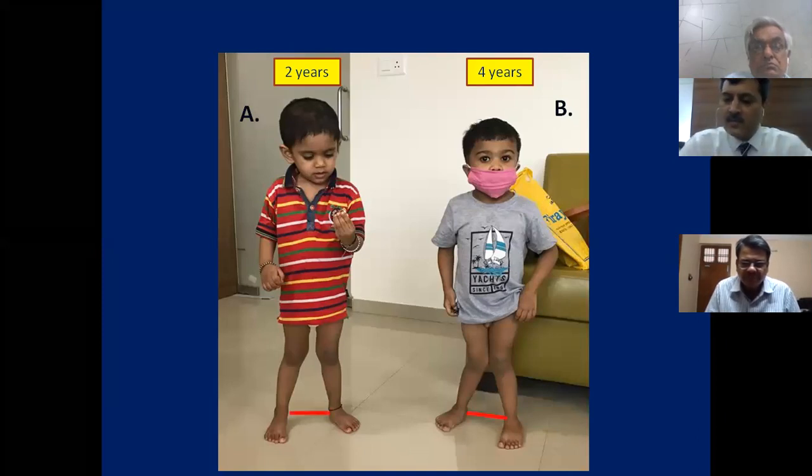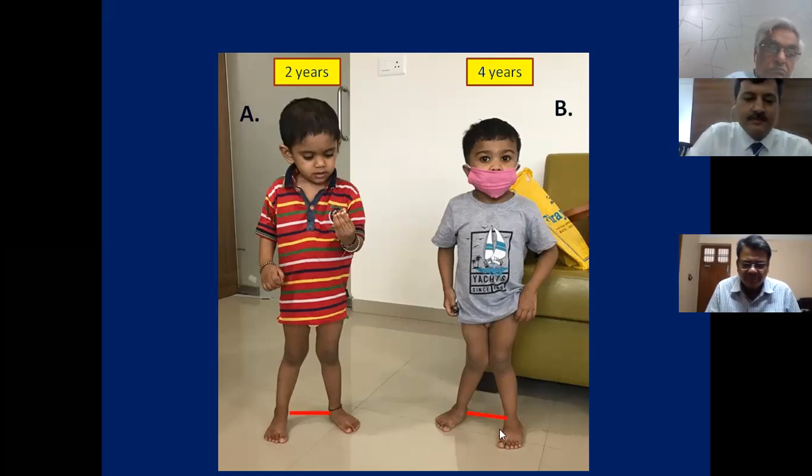So we diagnose at 2 years a physiologic Genu valgum. Now you see the intermalleolar distance which I have measured in these two children. This is the same distance, but although the deformity in child B is more, the intermalleolar distance is the same because the height of child A is more than the height of child B. Thus, the intermalleolar and intercondylar distance can fool us.